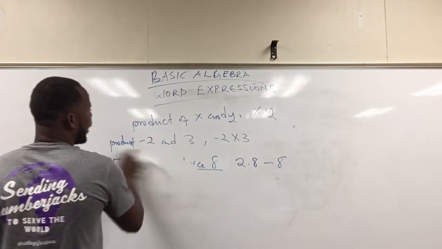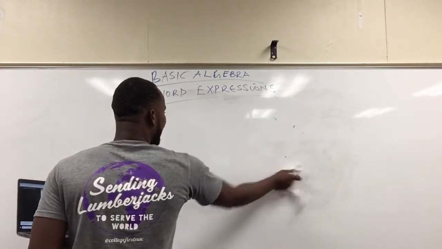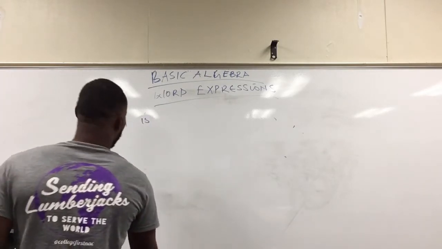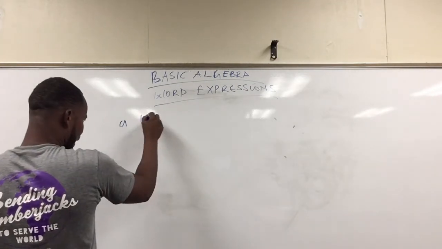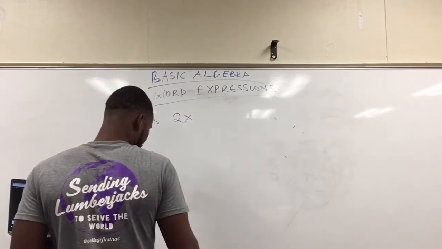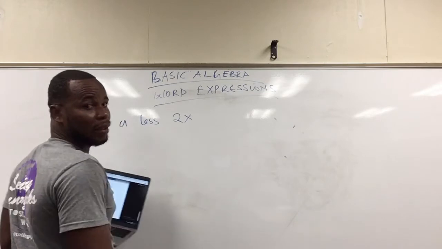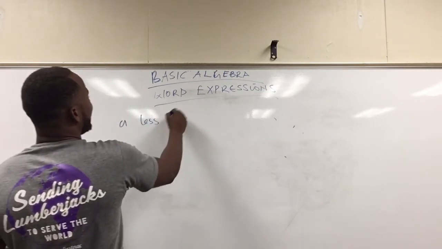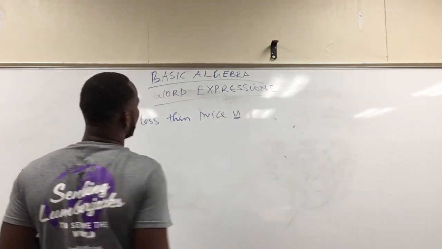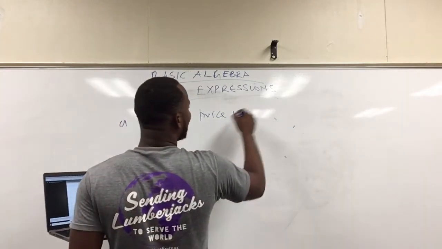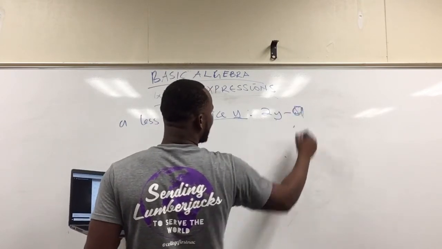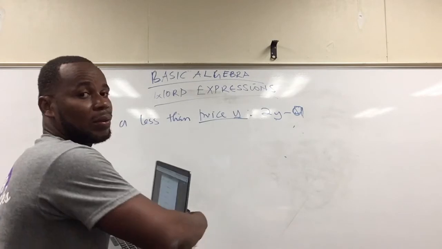So now let's use an example that you can relate to. If I say a less than twice y, it means we have twice y, which is 2y minus a, pretty much. Okay, that's what we are expecting to get.